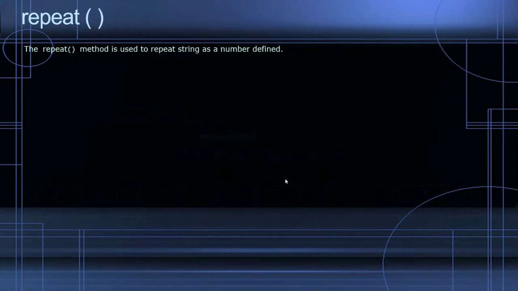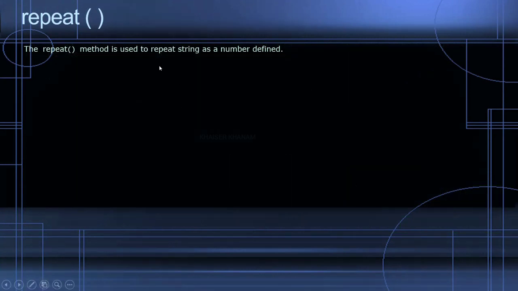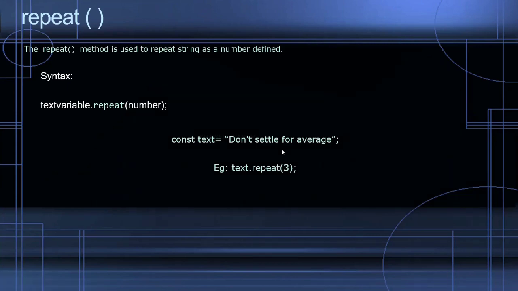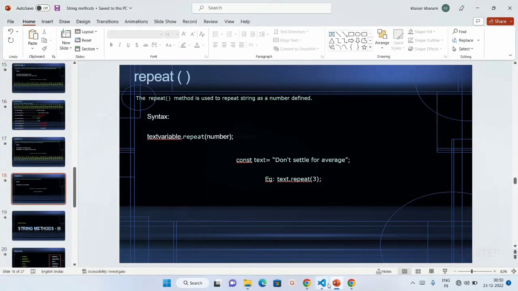Now next we are going to see the repeat method. What is it going to do? It is going to repeat the string as many times as the number we have defined. Let us see the syntax: text variable, repeat, and we just have to give the number. If I have this text and I give repeat 3, the same text is going to repeat 3 times. Let's see an example.